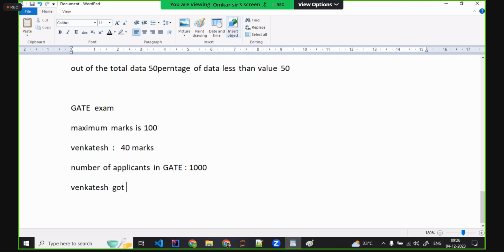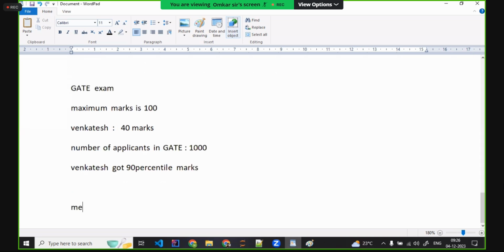So GATE has published that Venkatesh got 90 percentile marks. This is a story. Then what is the meaning of this? What is the meaning of this? Tell me.